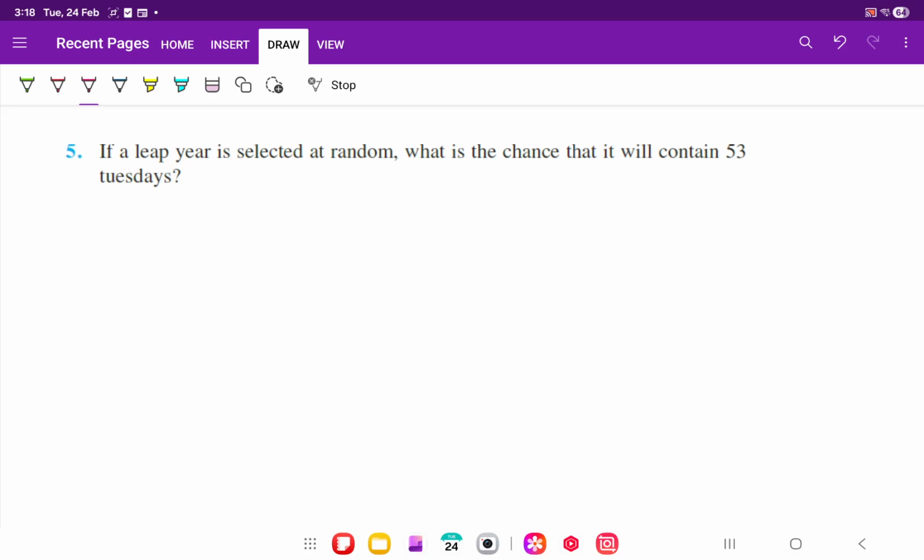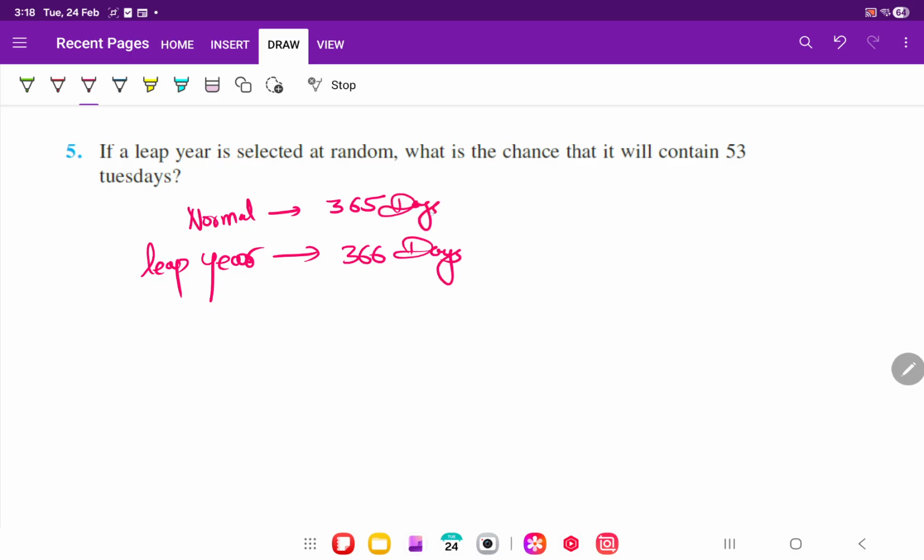This is an easy question. Leap year is selected at random. Usually normal years have 365 days. Okay, but in leap year how many days do we have? In leap year we have 366 days. This is the difference between leap year and normal year. So if we consider 52 weeks, how many days will be there? 52 into 7 is 364 days. Correct? If there are 52 weeks, 364 days are covered.